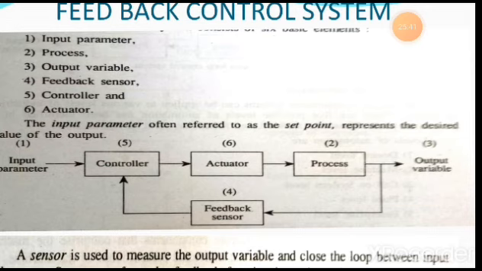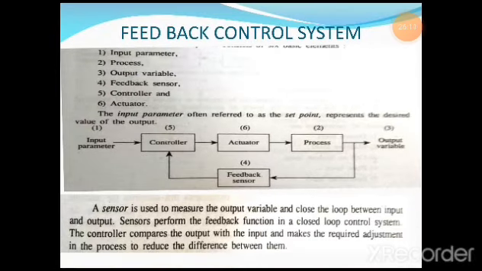The first part is the input parameter, the second is the process, the third is the output variable, the fourth element in the system is the feedback sensor, the fifth is the controller, and the sixth is the actuator. Actuator means the one which is not shown, where the actual function takes place as an output variable. Now let us understand these things.